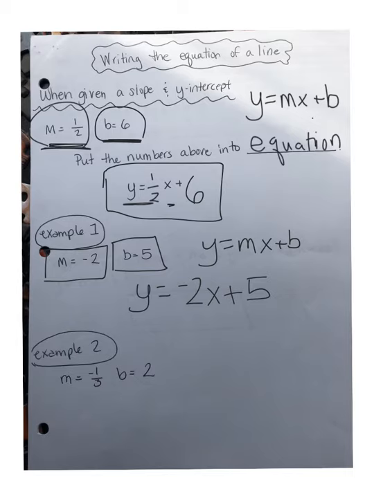Example 2, again, you start with the y equals. My m is given to me. It's a -1/3. I write the x in myself. The b is 2, so I write +2. If it was a -2, I would have wrote -2. So again, all you're doing is writing the equation of a line. So these are your answers.